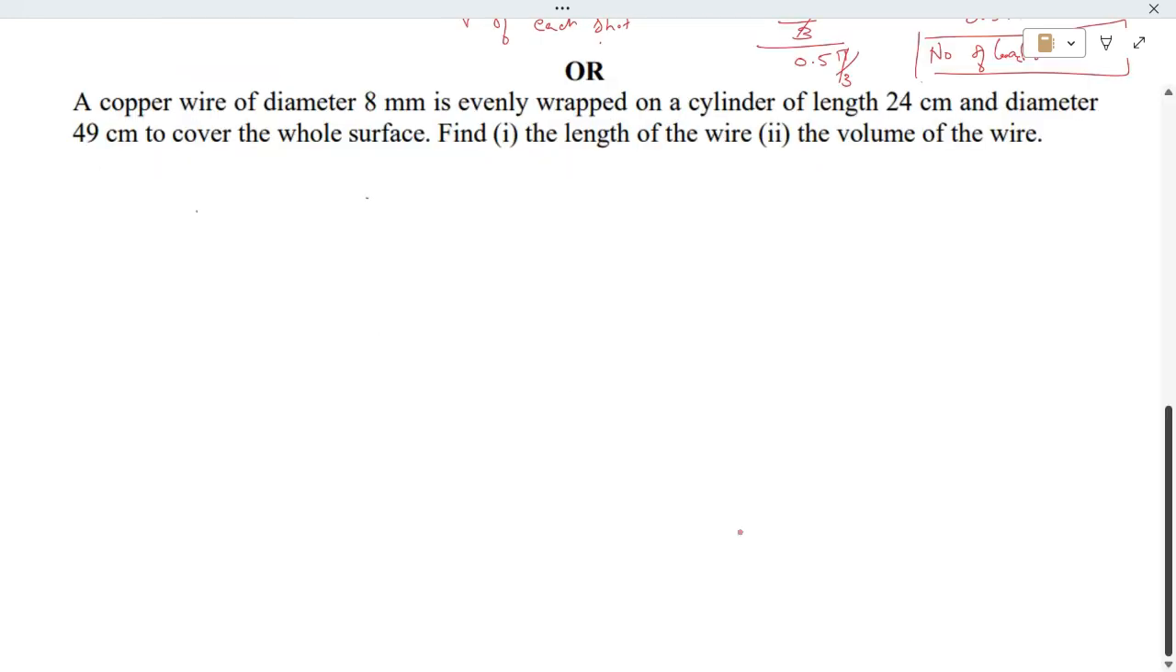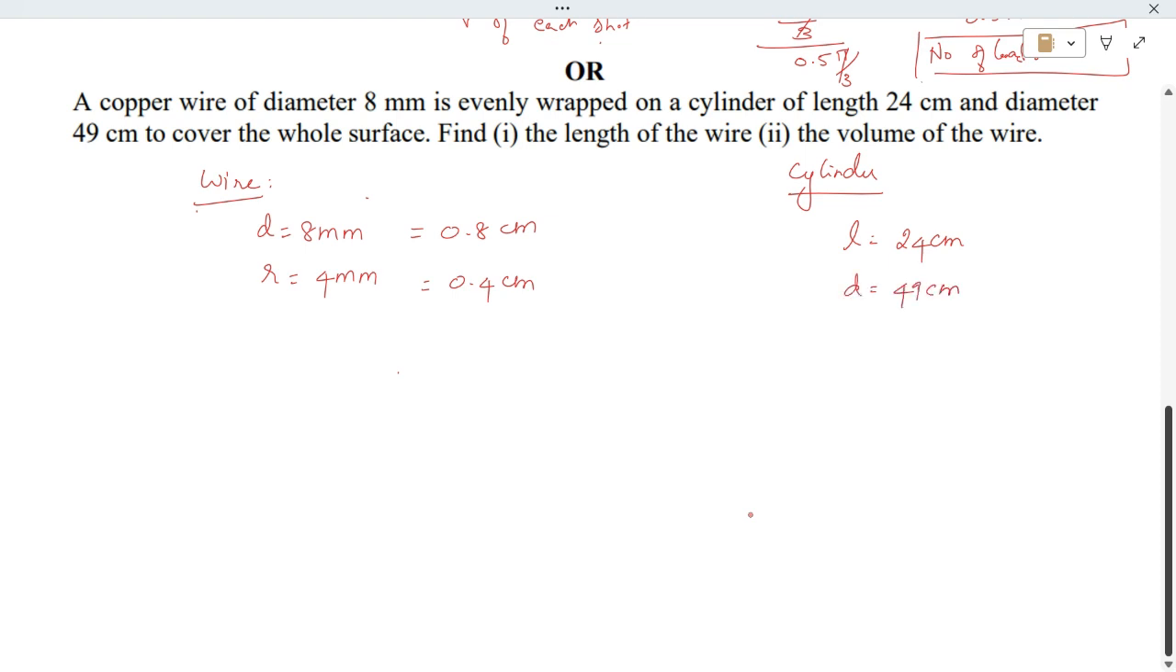Let's see the internal choice question. A copper wire of diameter 8 millimeter. So wire diameter is equal to 8 millimeter and the radius will be 4 millimeter, isn't it? Is evenly wrapped on a cylinder of length 24 centimeter. So the length of the cylinder is 24 centimeter and the diameter 49 centimeter to cover the whole surface. So diameter is 49 centimeter, which implies radius is diameter by 2, that is 49 by 2 centimeter. So I'm not dividing it, I'm just keeping it as it is.